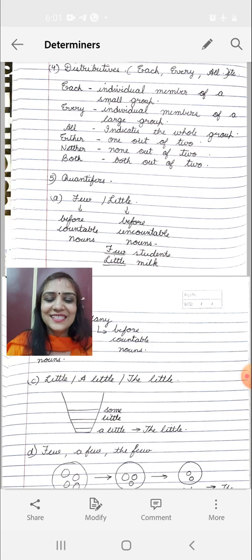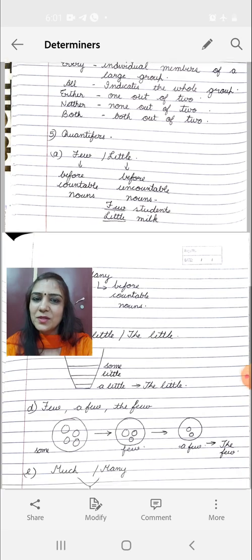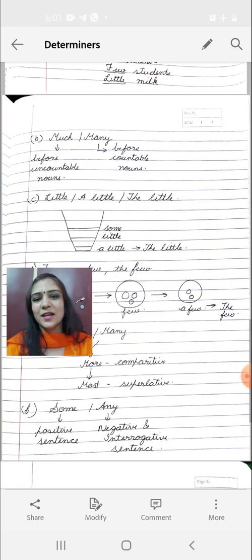But whenever I am using the word money, I'll say what? Little money. The same case applies to the word furniture. Furniture cannot be counted. Number of benches can be counted. So furniture, we'll say little furniture. We'll not say few furniture. The same case is with luggage. We'll say little luggage. We'll never say few luggage. So few is used before countable and little is used before uncountable nouns.